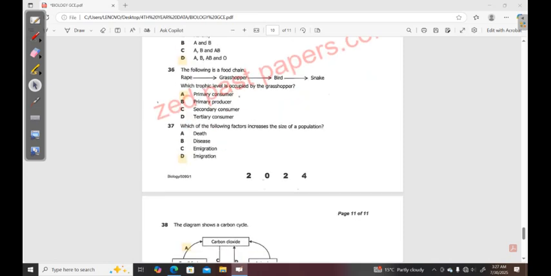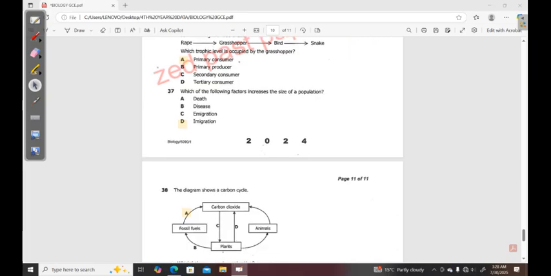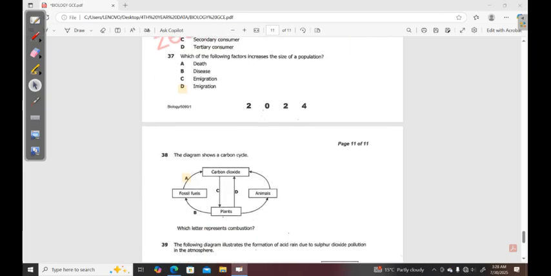36. The following is a food chain. So you have rape eaten by the grasshopper, grasshopper eaten by the bird, eaten by the snake. Which trophic level is occupied by the grasshopper? So the grasshopper is the first one to actually eat the rape, so it's going to be called the primary consumer. Which of the following factors increases the size of a population? So the correct answer here is immigration, but with an I.